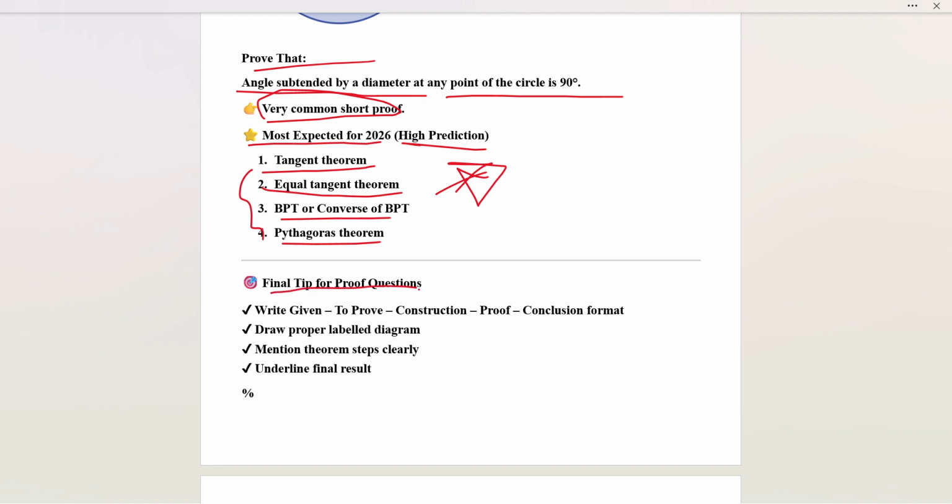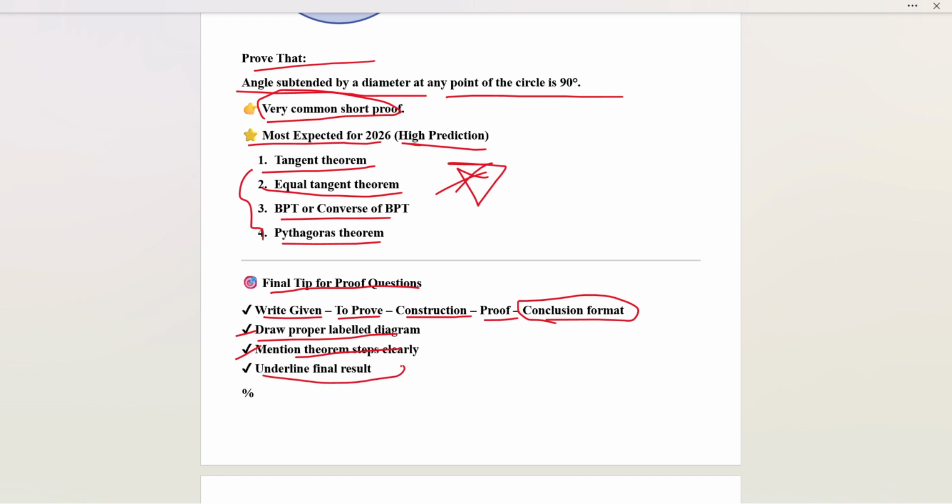So your final tip for proof questions. First we write given, next to prove, then construct the diagram, which is construction, after that proof and conclusion format. Okay, you can end with the conclusion format. Next, draw a properly labelled diagram for your prove that questions. After that, mention the theorem steps clearly, so you can note down your answer stepwise also.